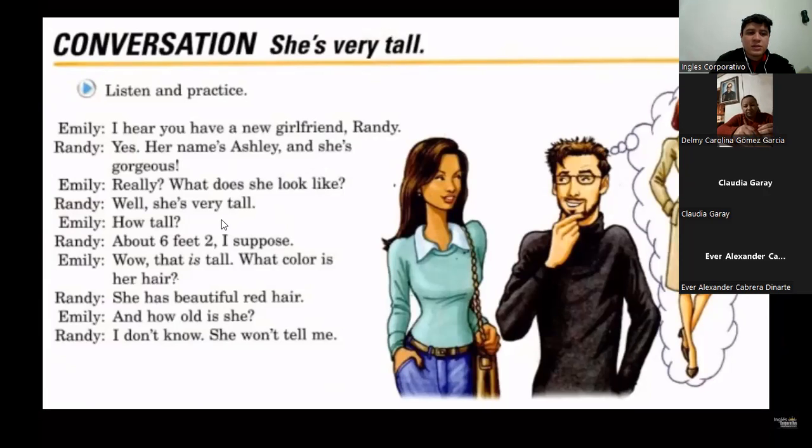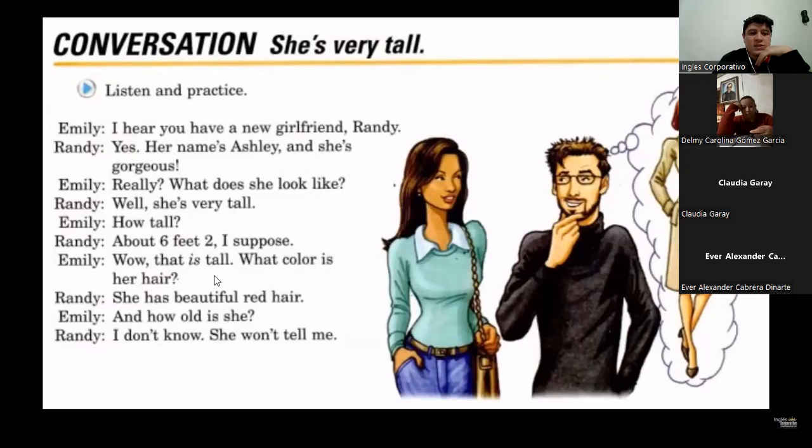So, guys, if you can see here, we are discussing adjectives, right? How to describe people. We have this question, what does she look like? This question is like, como luce ella, right? And he says, she's very tall. Bastante alta. How tall? ¿Qué tan alta? About 6'2", como alrededor de 6 pies y dos, right? Which means almost 1.88 meters tall, something like that. I suppose. Well, that is tall.